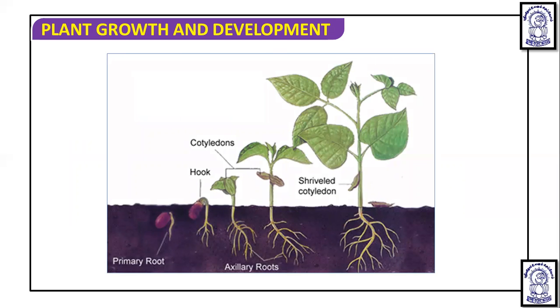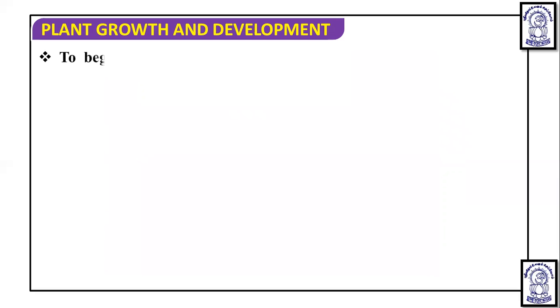A whole plant develops from seed germination, and in seed germination you can see here first a primary root formation takes place, then the root will establish, then you will see the development of a cotyledon, then an axillary bud will be formed, and ultimately the cotyledon will be shriveled and the new whole plant will be derived. This way the whole new plant can develop from a single cell as well.